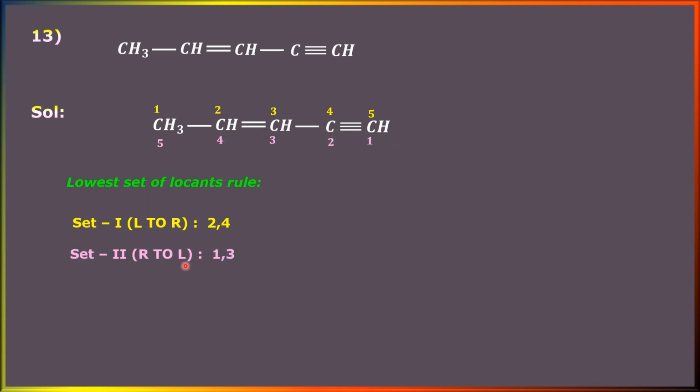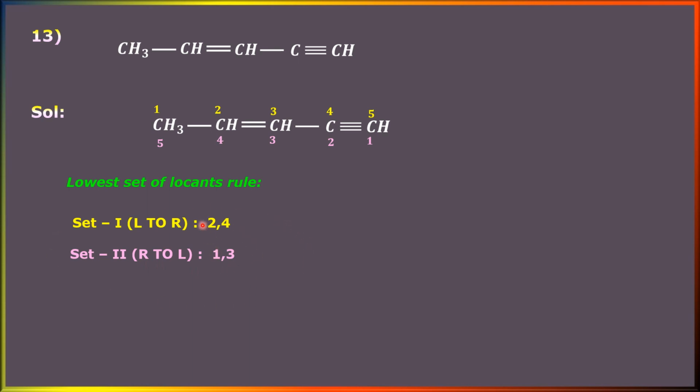Next, set 2, right to left locants are 1 comma 3, that is 1 and 3. These carbon atoms are bearing the multiple bonds. So which way of numbering is correct? In order to know that, we have to compare these two sets term by term.